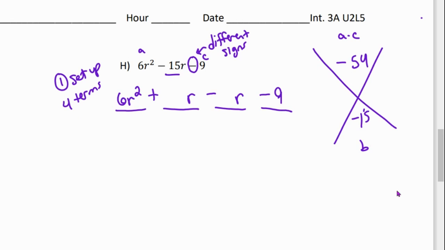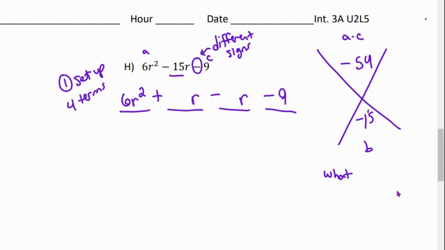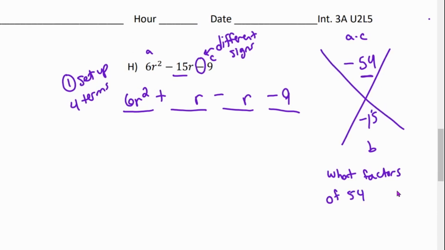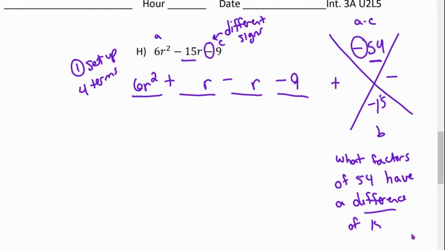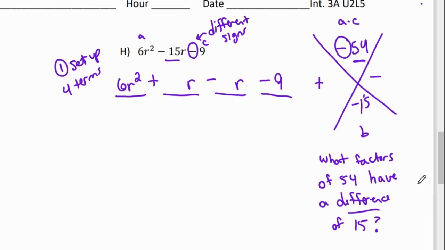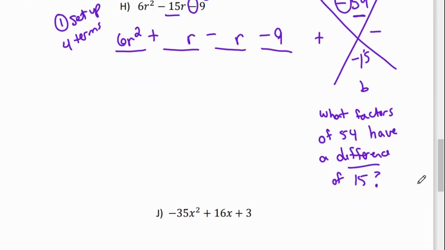So now we're trying to find what factors of 54 have a difference, and again, we say difference because we know our signs are different, of 15. So look at your factors of 54. Is there a pair that has a difference of 15? 18 and 3? All right.